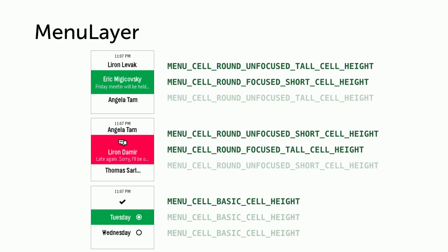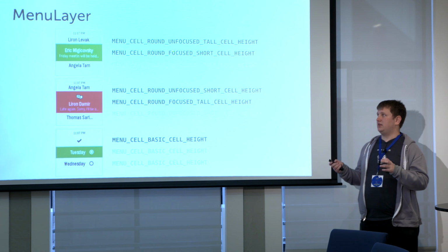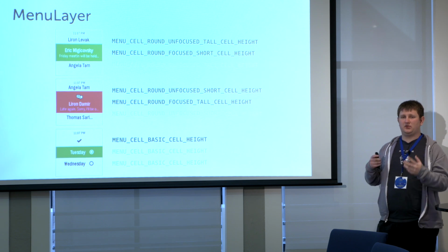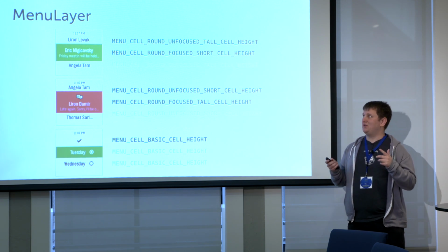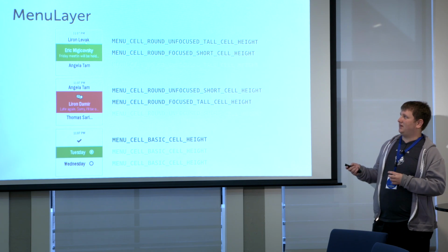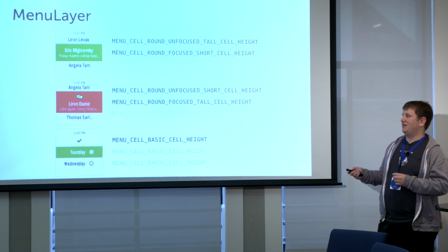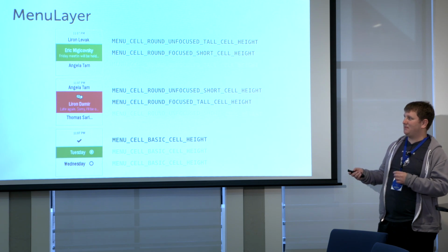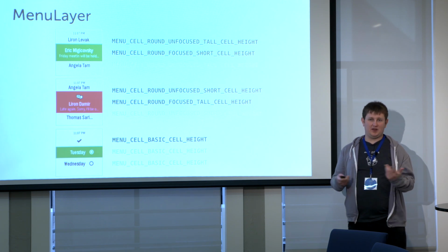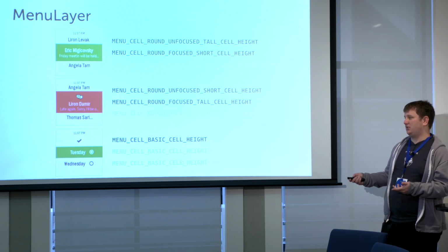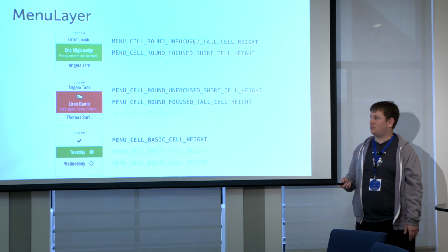And to achieve some of these different styles of menu layer, we've added defines for different cell heights that you might want to use. The basic idea is that if you want to have a different cell height for the focused area, we use the convention short and tall. So if you want a short focused cell height, then you should use a tall unfocused cell height. And on the other hand, if you want a tall focused cell height, you should use a short unfocused cell height. And for some menu layers on a round display, you might actually just want all the cells to be the same height. For that case, you can still use the menu cell basic cell height for those cells.